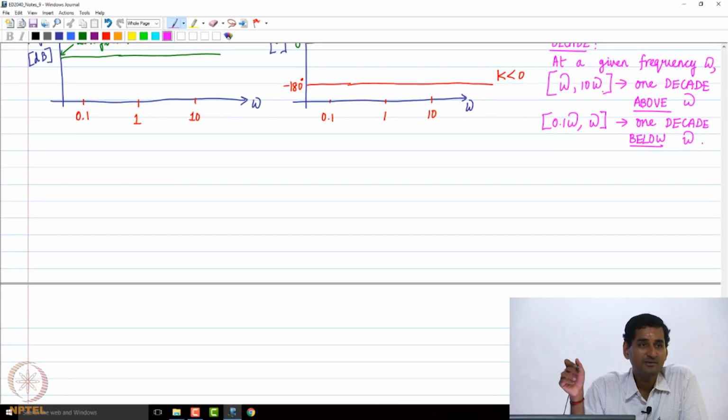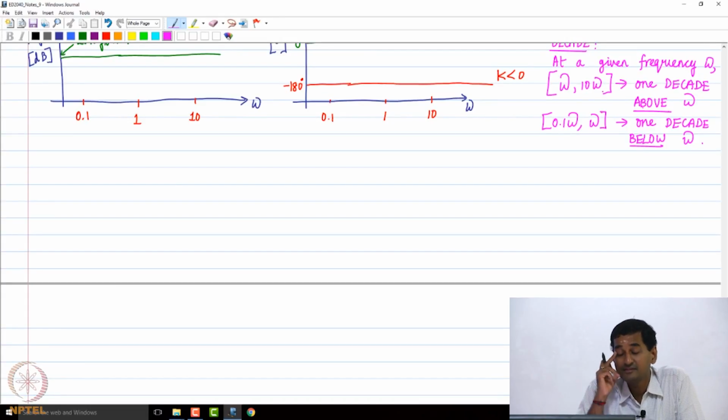So why is it that I should consider this particular unit? What advantage do I get? Please note that we are using a logarithmic scale, right? So if I have log omega and log of 10 omega, what is log of 10 omega? What will I get if I go one decade above or below omega? 1 plus log of omega. So what do I get out of it?